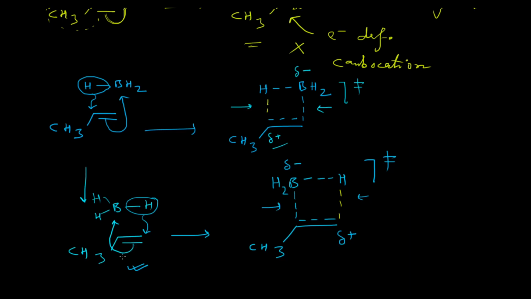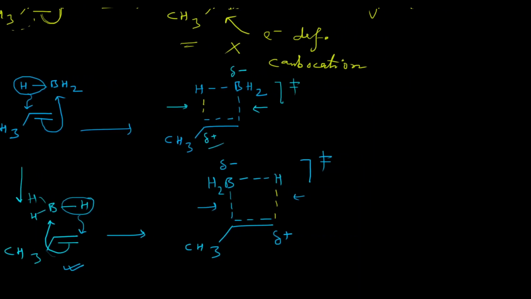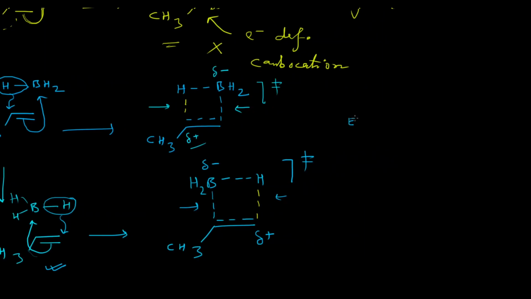Because the double bond is breaking in this fashion. Okay. So these are the two possible transition states. Now we will compare these two transition states in terms of electronic factors and steric factors, and we can see then which transition state will be easily formed, and then we can easily predict which pathway will be the most favorable pathway.